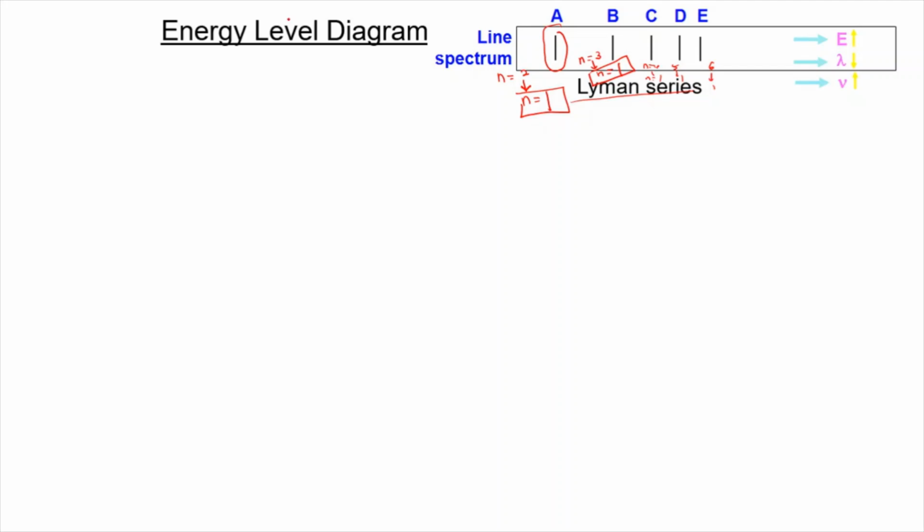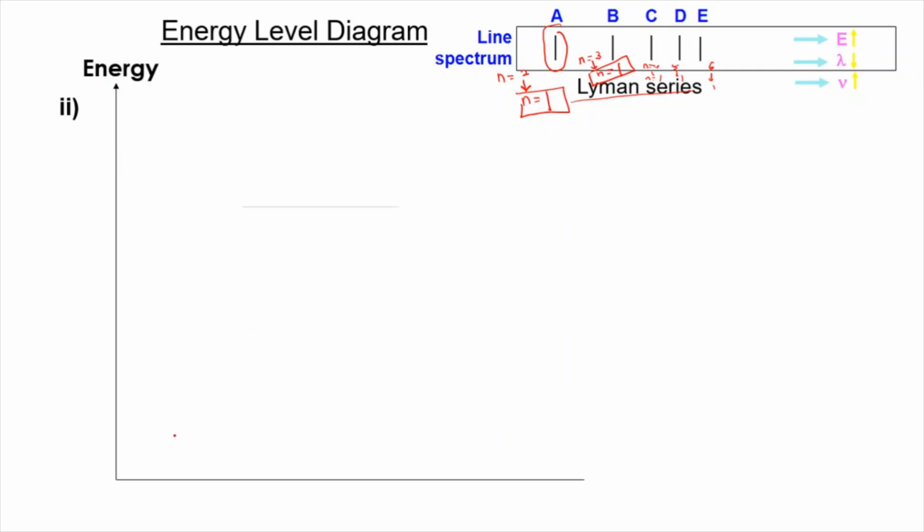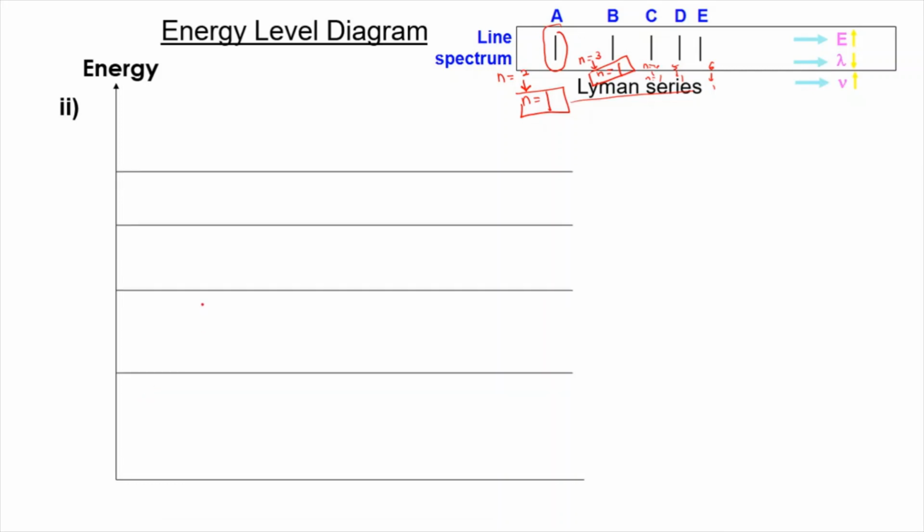And when we are talking about an energy level diagram, we need to be able to draw a graph here, where the y-axis is going to be the energy, and on the x-axis we're going to draw the energy levels. So it starts with a huge gap, and then it gets smaller and smaller and even smaller. And we need to label the energy level diagram.